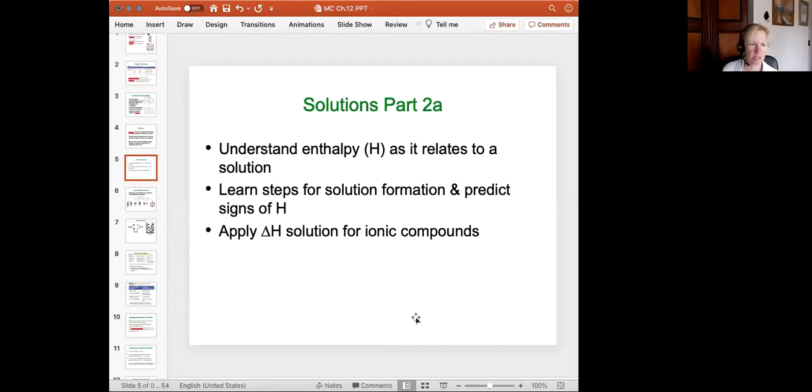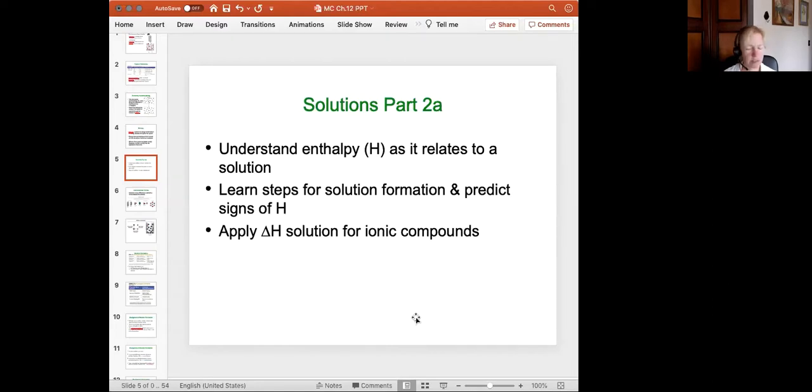We're actually going to break today's lecture into two parts. The first part, we're going to talk about enthalpy and being able to predict the signs of enthalpy, understanding how enthalpy is going to relate to the formation of a solution. Let me just share this real quickly with you. So we're going to understand enthalpy as it relates to a solution. We're going to learn the steps for solution formation and be able to predict the signs of enthalpy, and then we're going to apply it specifically to ionic compounds.